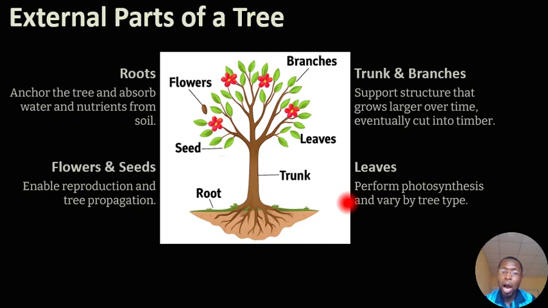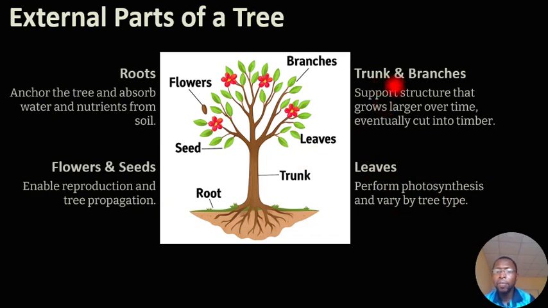And of course, we have the leaves. The leaves perform photosynthesis and vary by tree type. You get to learn about photosynthesis in biology as you delve into the sciences. All right. So they perform photosynthesis and vary by tree type, the leaf part, you can see it here.